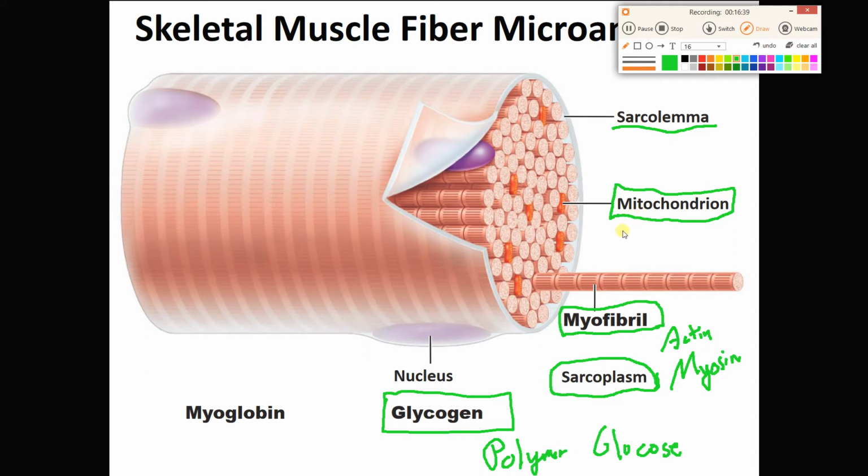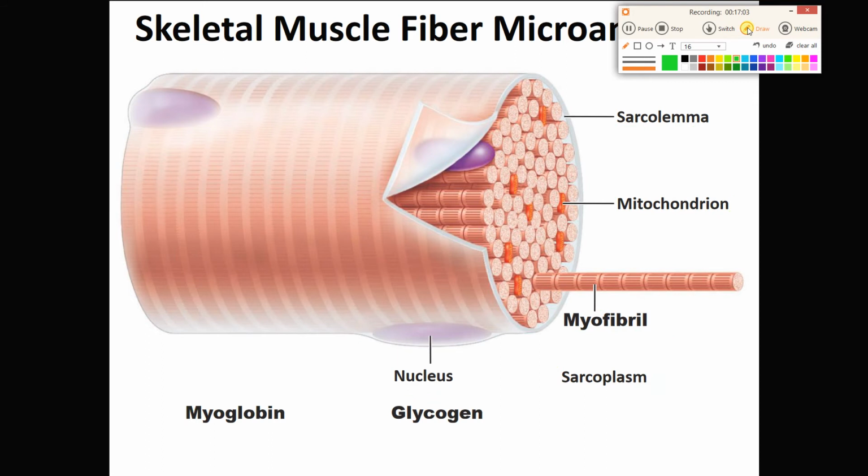Now, what else do you need in order to make ATP? What gas do you need? You need oxygen, right? To make a lot of ATP, you need a lot of oxygen. So our muscle cells are going to have an oxygen storage protein called myoglobin. Oxygen storage protein in muscle cells. Okay, getting started with some anatomy.